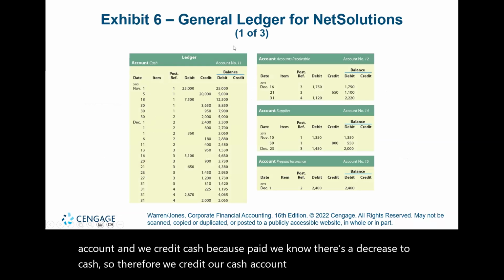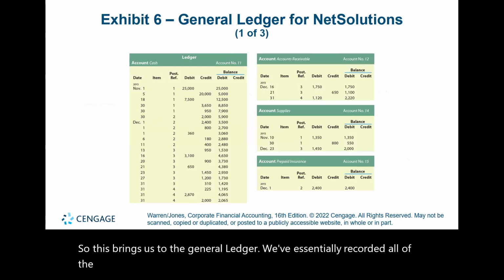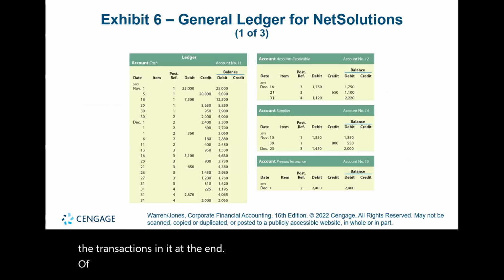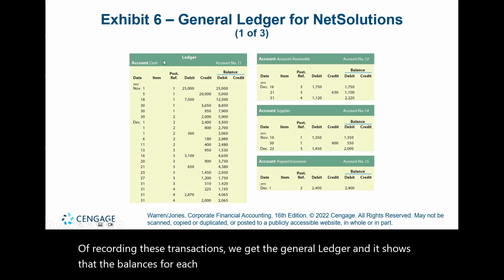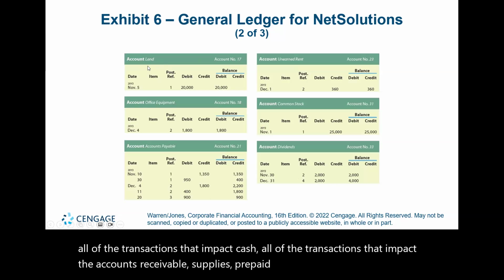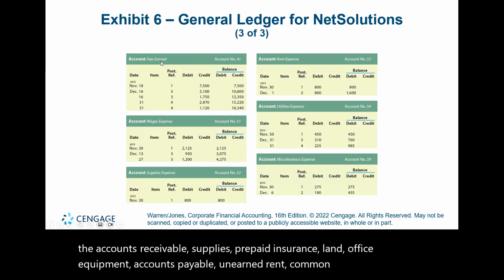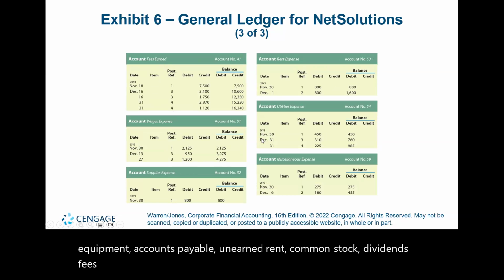So this brings us to the general ledger. We've essentially recorded all of the transactions, and then at the end of recording these transactions, we get the general ledger, and it shows us the balances for each account. So this is for our cash account. We see all of the transactions that impact cash, all of the transactions that impact accounts receivable, supplies, prepaid insurance, land, office equipment, accounts payable, unearned rent, common stock, dividends, fees earned, and our various expense accounts.